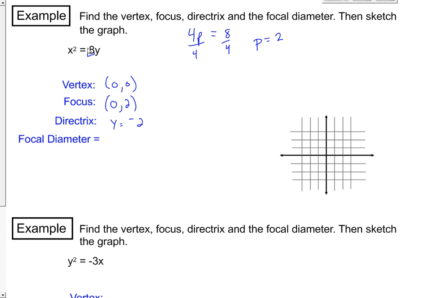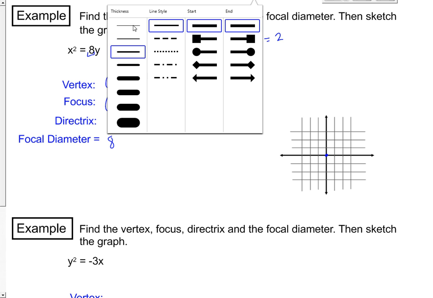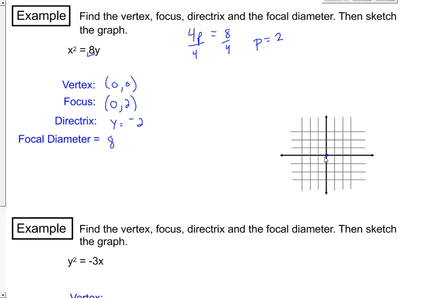Whatever that is, positive or negative, make it positive, take the absolute value, and so my focal diameter is 8. And now I'm going to go over here and start to graph. So I'm going to plot my vertex at (0, 0). I'm going to use a brighter color here. Okay, so (0, 0). And then I'm going to draw my focus, (0, 2).